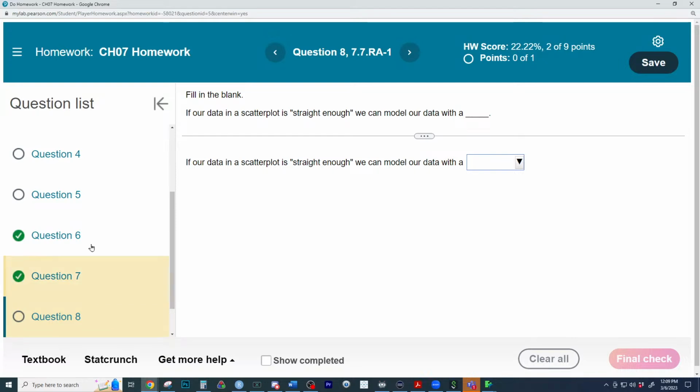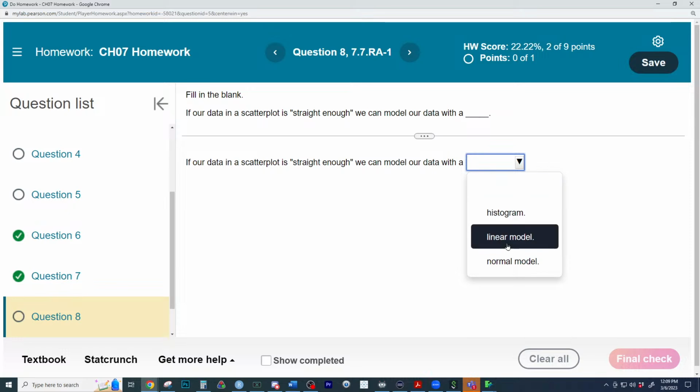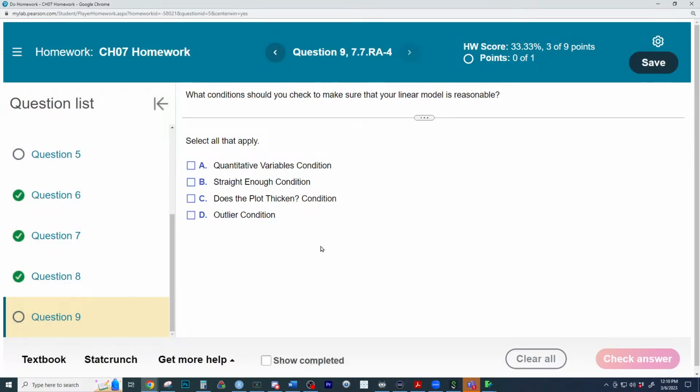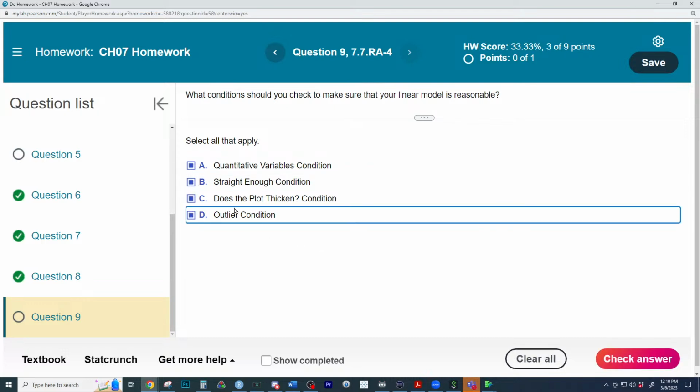If our data in a scatter plot is straight enough, we can model our data with a... This is the QQ: straight enough. No outliers right here, and it's going to be a line. That is a linear model right there. So if it's straight enough, we can add a line to it. Which conditions should you recheck? Wow, I mean, they just want you to know: quantitative variables, straight enough, no outliers, plot doesn't thicken.